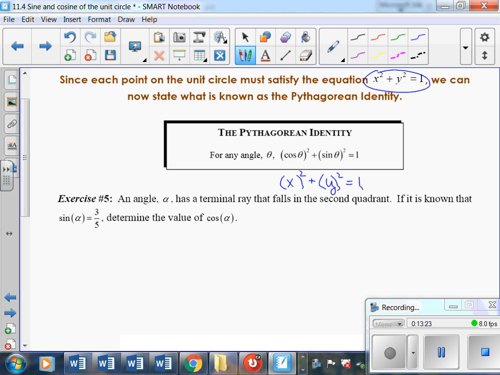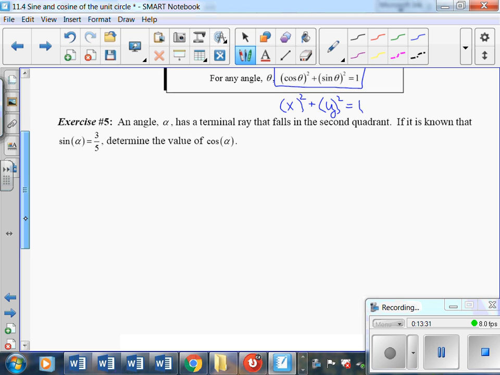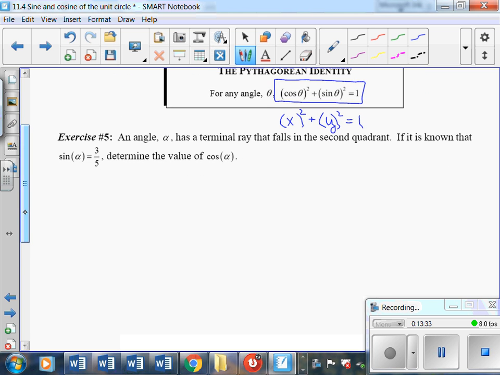So in exercise 5, this is our identity right here. This is going to help us enormously. An angle alpha has a terminal ray that falls in the second quadrant. The first thing I like to do is draw myself out. You can consider doing the unit circle, but what they're saying is it lies here in the second quadrant. If it is known that sine alpha is equal to 3/5, determine the value of cosine alpha.